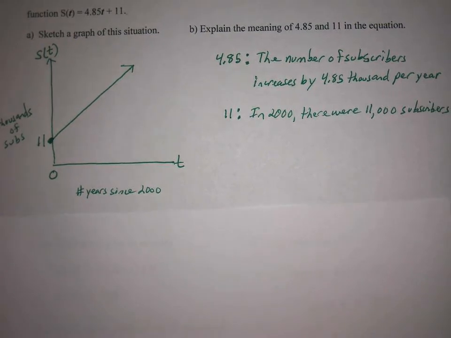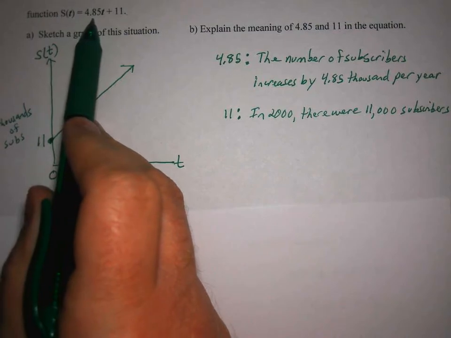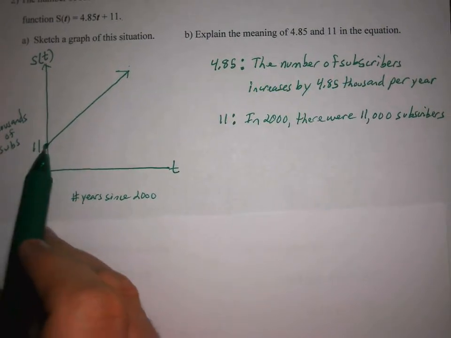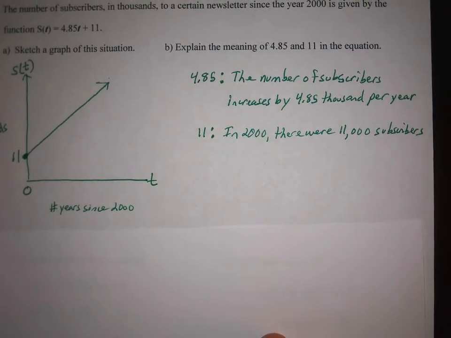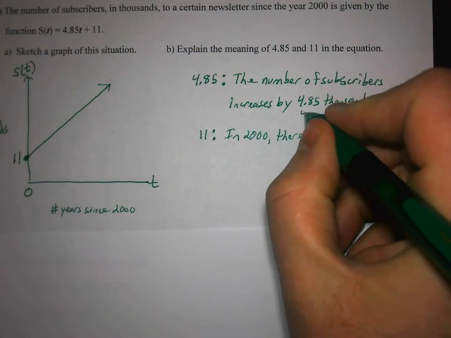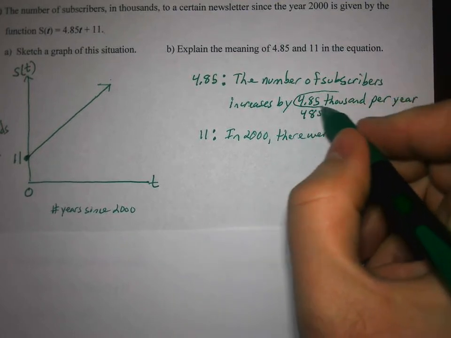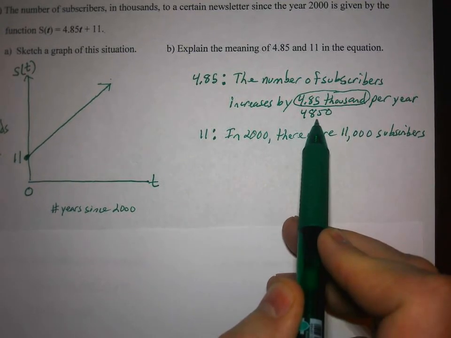Okay, so sketching a graph. Here we start at 11,000 and increase by 4.85 thousand subscribers per year. So we have an increasing graph. That's why I started lower on this one, because I knew we had a positive slope. And then to explain the numbers, 4.85, that's your slope, which tells you the number of subscribers increases by 4.85 thousand per year. You can also write this as 4,850 per year. Just don't include the thousand as a word there. So either writing it this way or this way is okay.